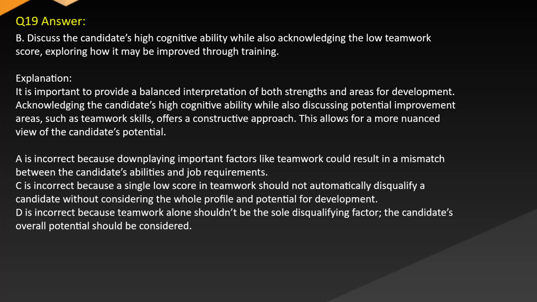A is incorrect because downplaying important factors like teamwork could result in a mismatch between the candidate's abilities and job requirements. C is incorrect because a single low score in teamwork should not automatically disqualify a candidate without considering the whole profile and potential for development. D is incorrect because teamwork alone shouldn't be the sole disqualifying factor. The candidate's overall potential should be considered.